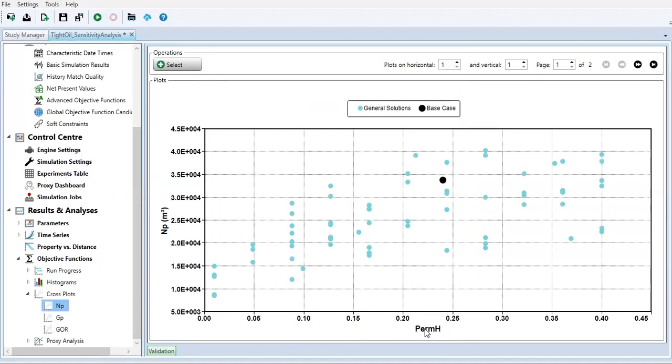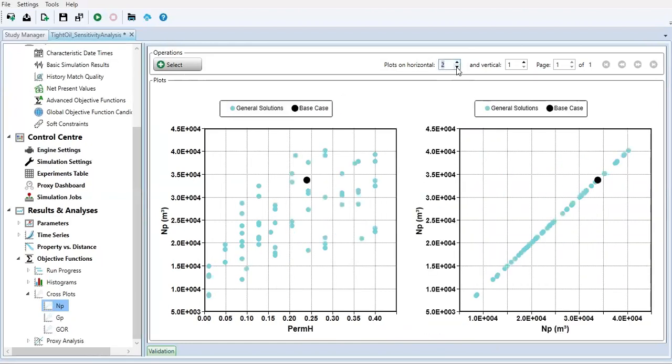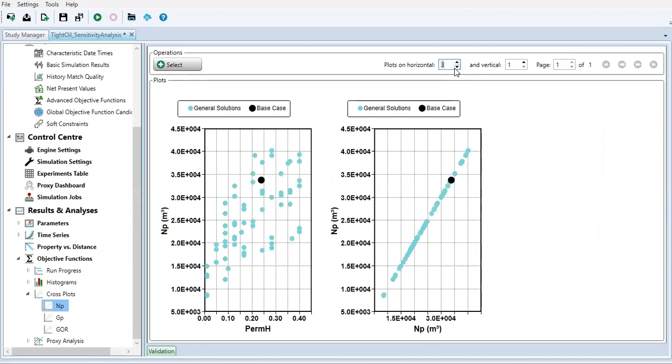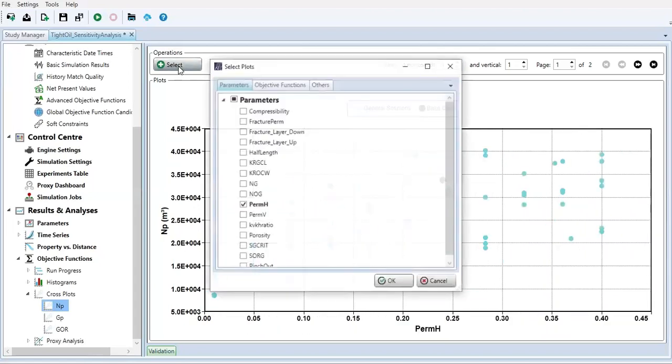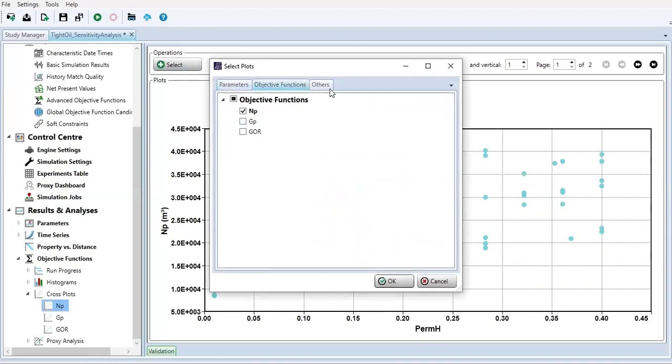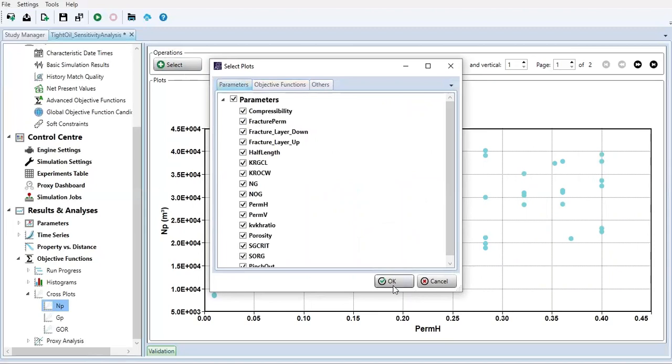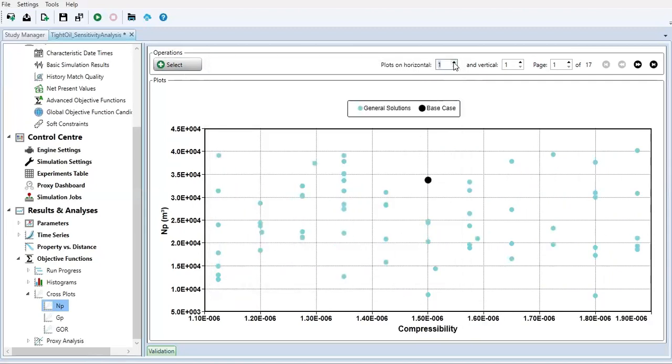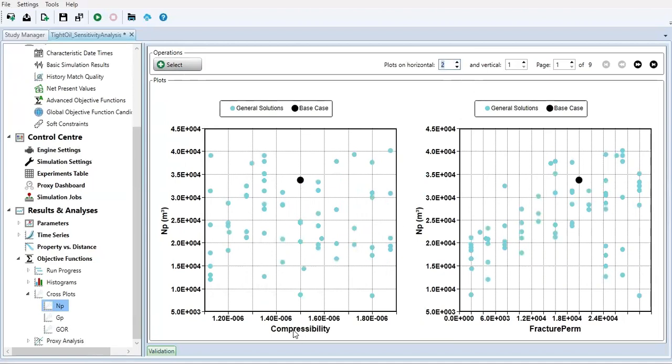Okay. And this one, NP versus NP, it's not important. So how about this? This one, compressibility versus cumulative oil production, almost no influence. Fracture permeability: generally, as we increase the fracture permeability, we will get higher cumulative oil production.